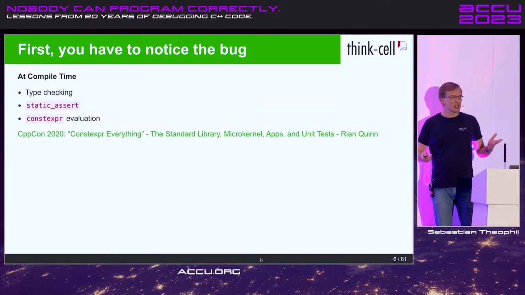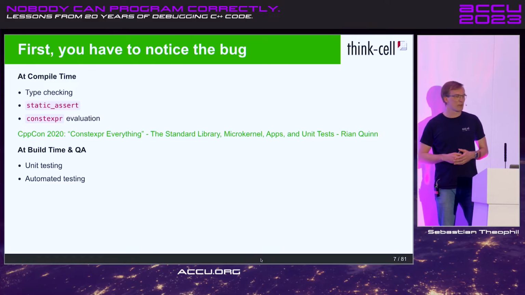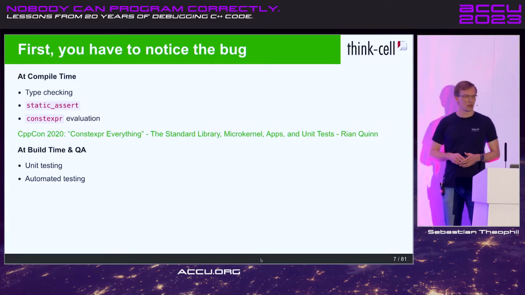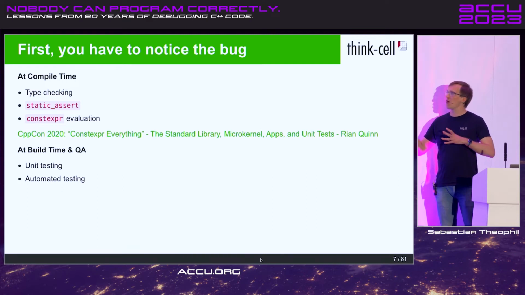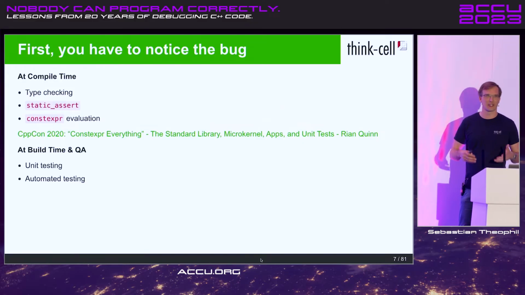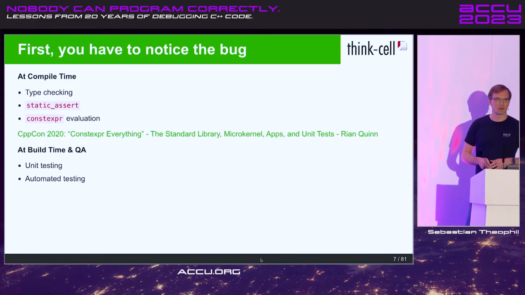Now, after compilation, you hopefully have some unit tests. They catch some more bugs. Your test department hopefully has some automated testing that catches even more bugs. But even if that all works well, you will probably ship software to the client that still contains bugs. So what do we do at runtime? What can we do?